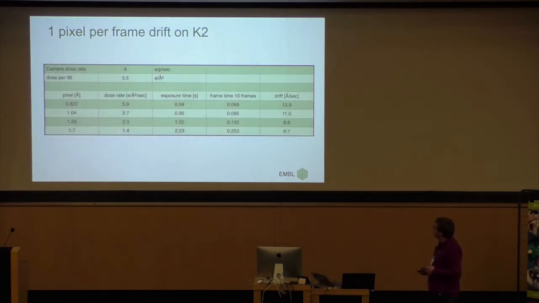The 1 pixel drift per frame, we are very conservative with 4 electrons per pixel per second, typically on a K2. We want about 3.5 electrons per square angstrom. Then you get these kind of dose rates, these kind of exposure times. We typically do 10 or 20 frames. And then this is the amount of drift that, it should be lower than this to have less than a pixel per frame per second.